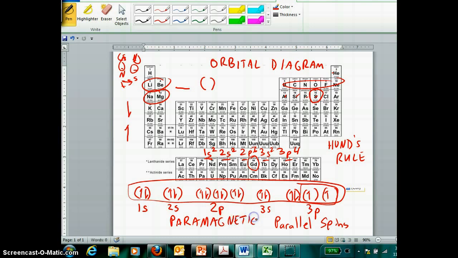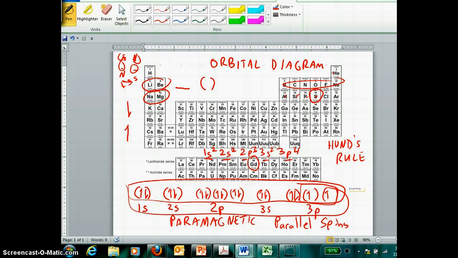atoms. And they have the characteristic behavior of, once introduced to a magnetic field, they will align themselves opposite to that magnetic field. The short way of saying that is they're attracted to magnetic fields and will orient themselves so that their north coincides with the south and their south coincides with the north. They have magnetic behavior. So we can learn 2 things: how to write an orbital diagram, and then how we can use it to determine if the atom is paramagnetic.